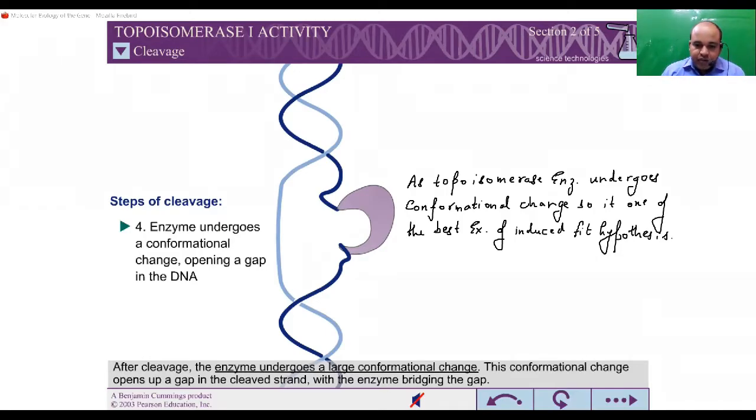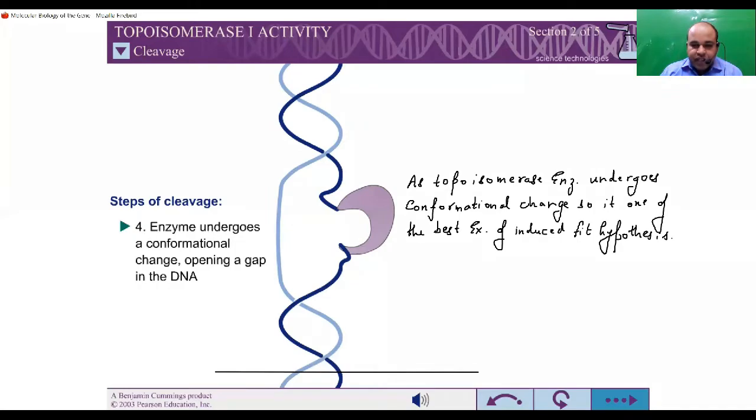Let us move forward to understand now what further happens. This conformational change opens up a gap in the cleaved strand, with the enzyme bridging the gap. So this is the creation of a particular gap in between the single strands of the DNA. ये एक gap produce कर देता है single strands of the DNA में. Now it is going to cut this, it has already cleaved this DNA.